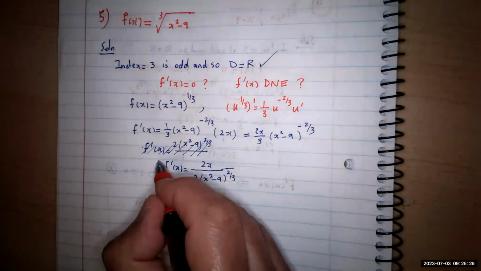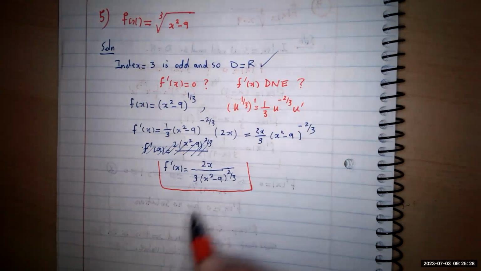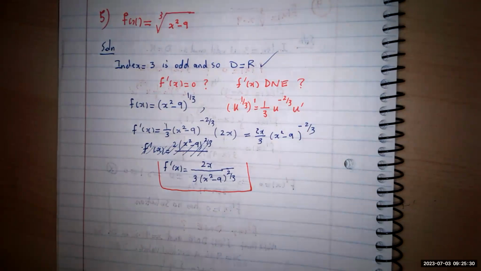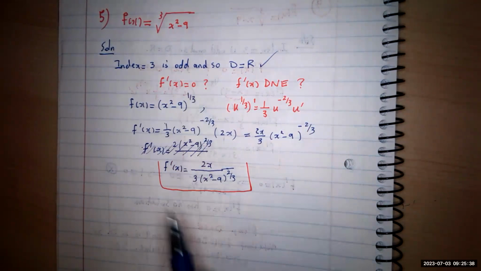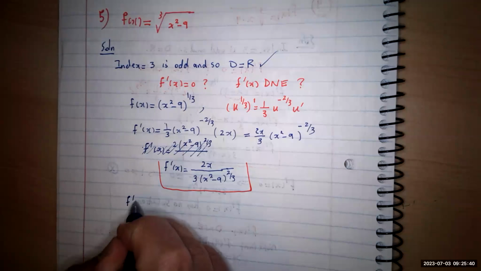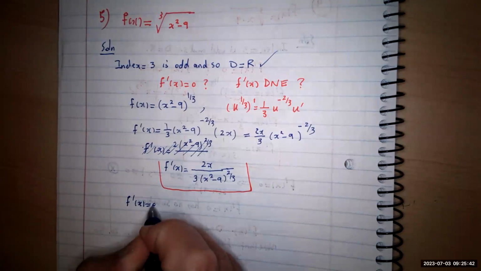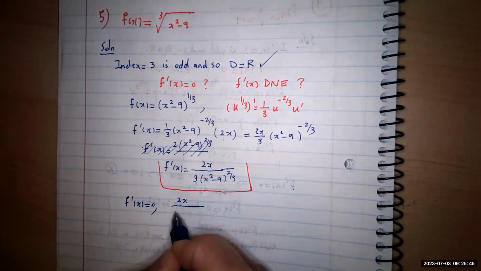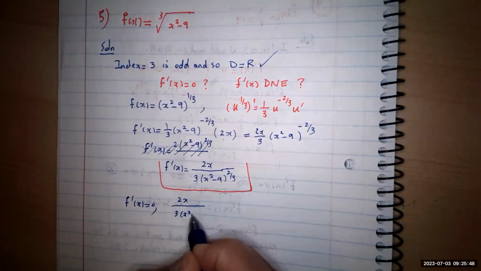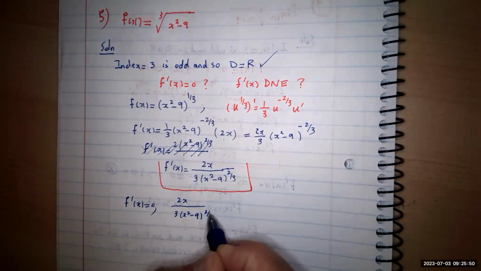Okay, I highlight it because it's important. I'm going to use it. Any question? Now check the possibilities. This one first. Let f prime of x equal to 0. So it's a fraction. It's going to be 2x over 3 times x squared minus 9 to the 2/3 equal to 0.